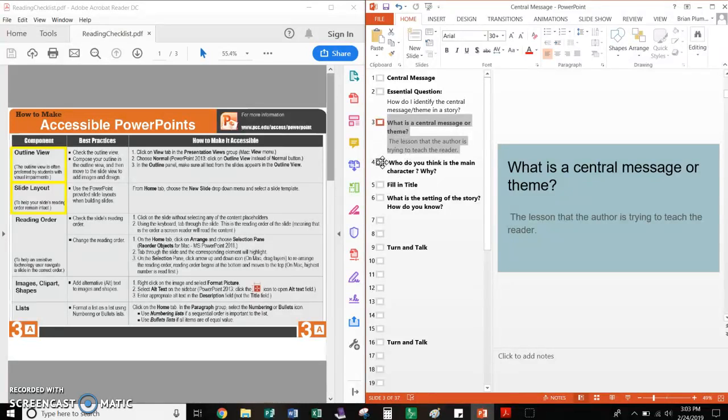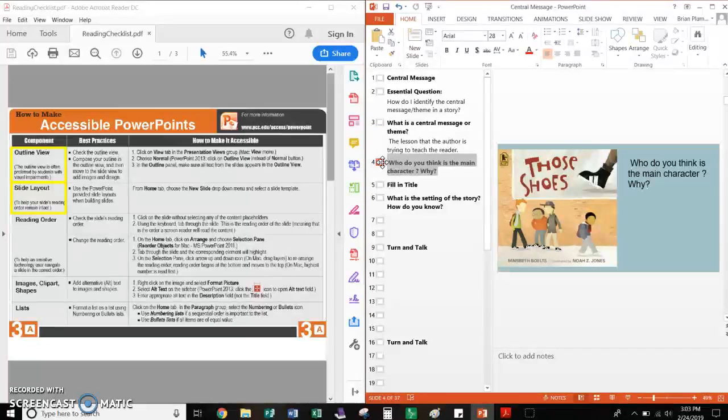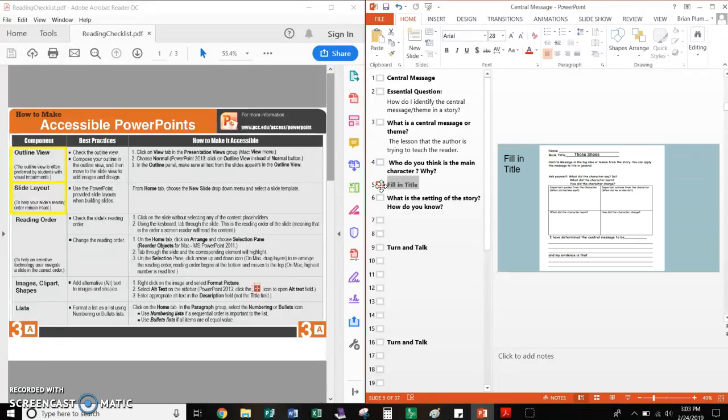And then I start by reading the text. But before reading the text, I introduce characters, and I had my students turn and talk. Who is the main character? Why? And they had to provide evidence to support. I provide my students with organizers in the lesson so that they were able to keep track of the story. My students also had their iPads with them.